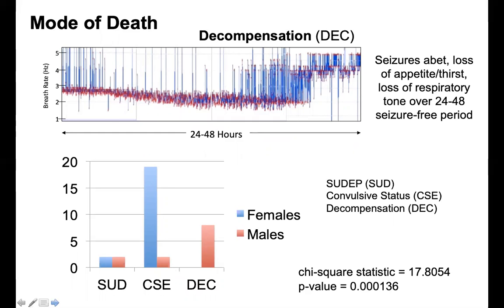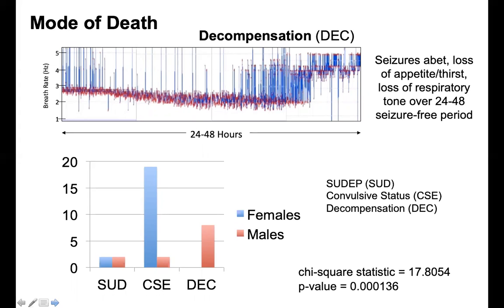We also have observed a pattern where females, or both mice, but mainly females, will have a flurry of seizures that they have at shorter and shorter intervals, and they can have up to 20, 30, 40 seizures in these periods of clusters, and seem to just run out of steam and die at the end of this. So we just call that convulsive status epilepticus.